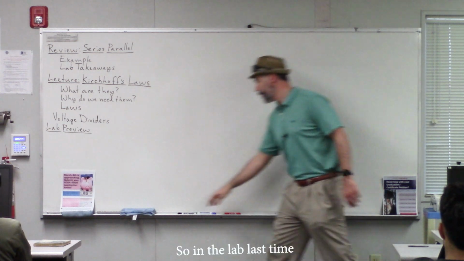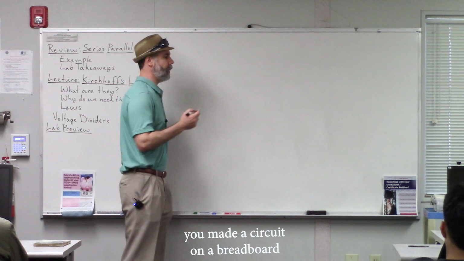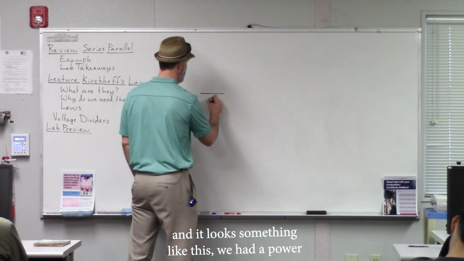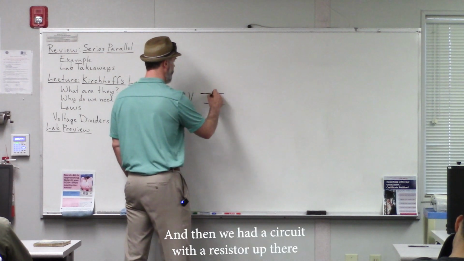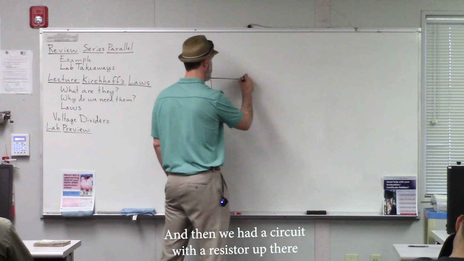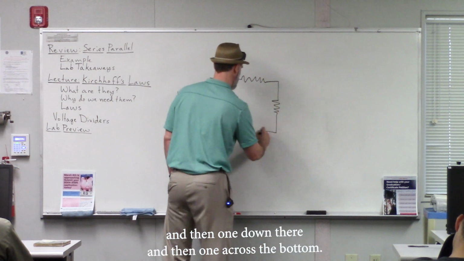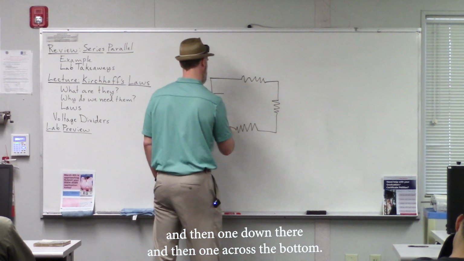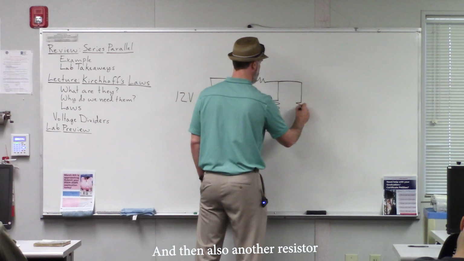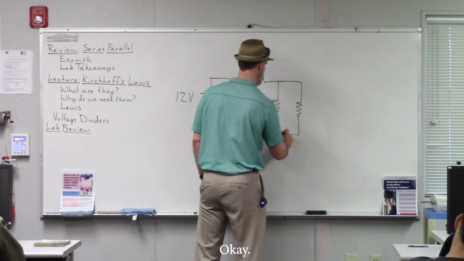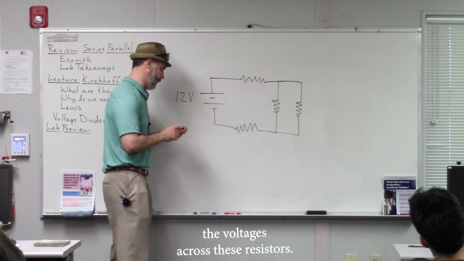All right, so in the lab last time, you made a circuit on a breadboard and it looked something like this. We had a power supply here that was 12 volts, and then we had a circuit with a resistor up there, and then one down there, and then one across the bottom, and then also another resistor over there.